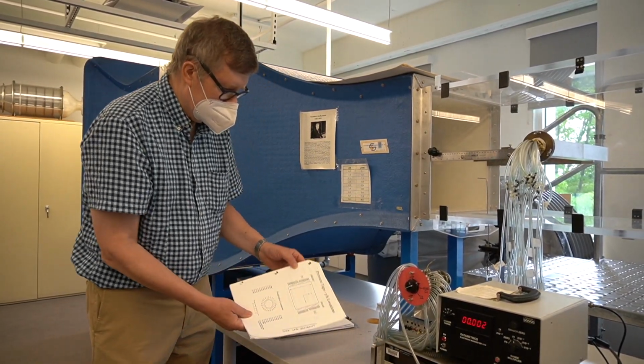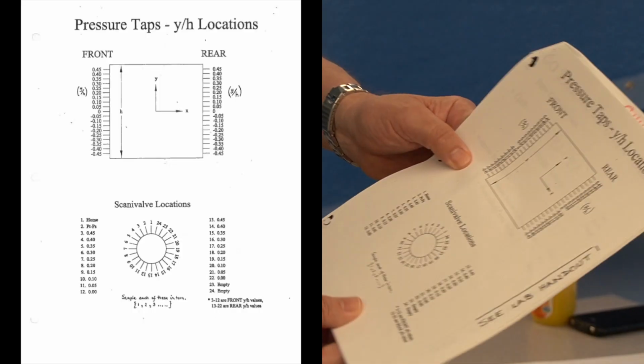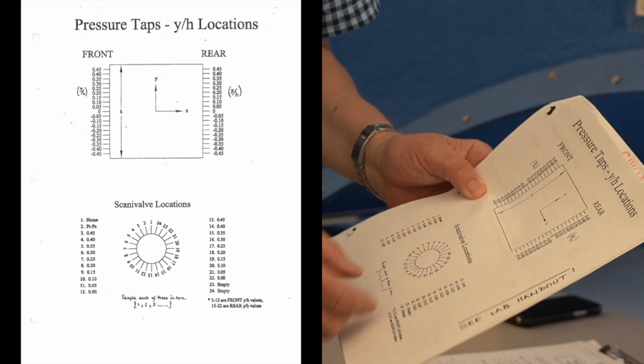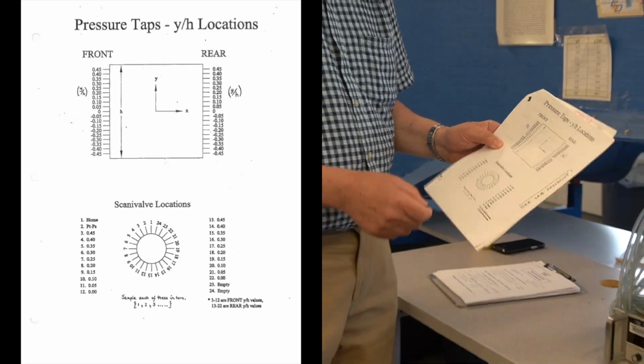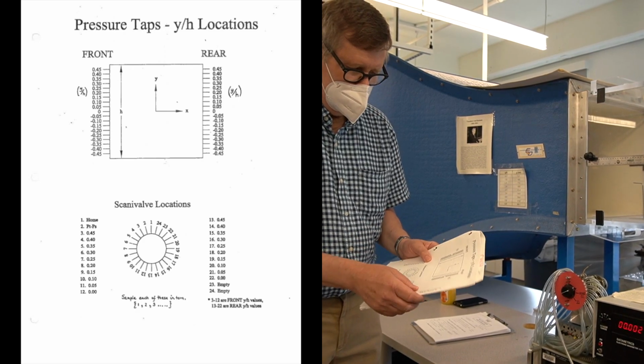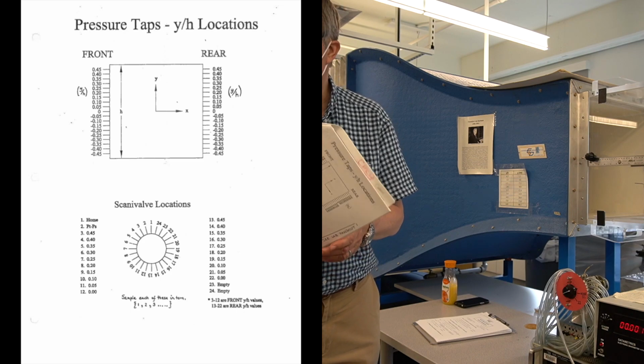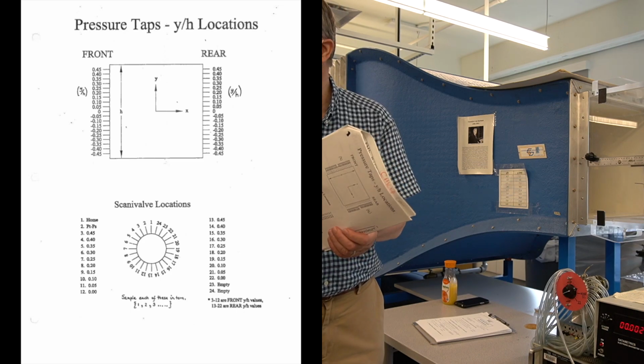So I think you've got this on one of your pages here. This is just a diagram of the cross-section of this square section cylinder, and it's giving you the locations where you're measuring pressure on the front and the rear. So it's quite a lot. I think it's about 20, between 25 and 30 something.